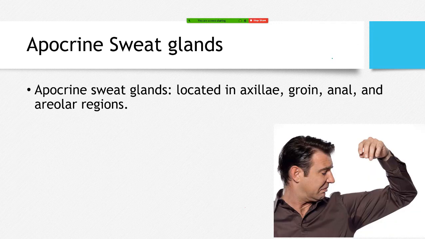Apocrine glands, on the other hand, are only found in certain regions of our body. We'll later learn that the axilla is our armpits. The groin area, also known as the inguinal area, the anal area, and also the areolar area. Remember, areolar is that darker pigmented area around the nipple.